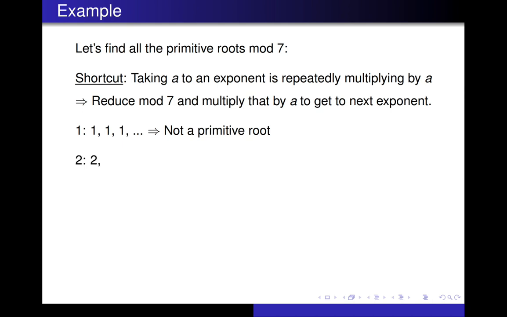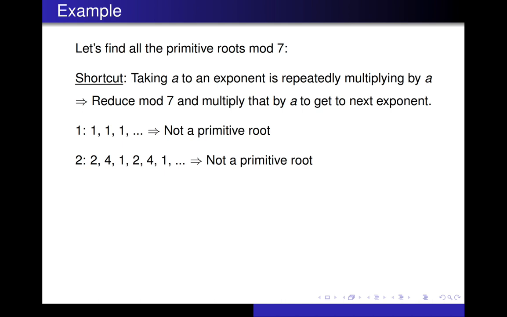Now it'll be slightly more interesting for 2, because 2 to the 1 is 2, 2 to the 2 is 4, that's still 4 mod 7. Now 2 to the 3 is going to be 8, and 8 is 1 mod 7. So when I go to 2 to the 4, I'm not going to do 16. I mean, I could do 16, but instead I'm going to take that 1, multiply it by 2, and I get 2. Then to get to the next one, I multiply that 2 by 2 to get 4, and then I multiply 4 by 2 to get 8, which reduces to 1 mod 7. You can see that we have this repeating pattern, 2, 4, 1, 2, 4, 1, etc. In particular, we don't get all the numbers 1 through 6, so it's not a primitive root.